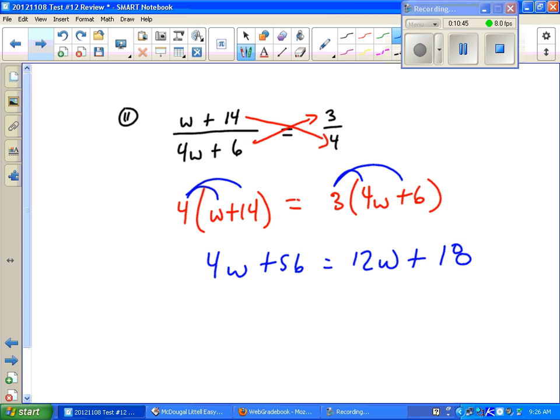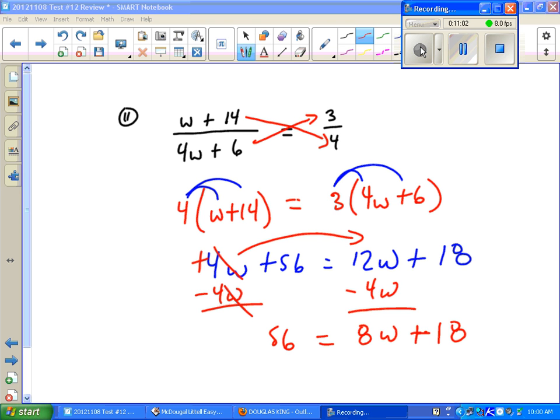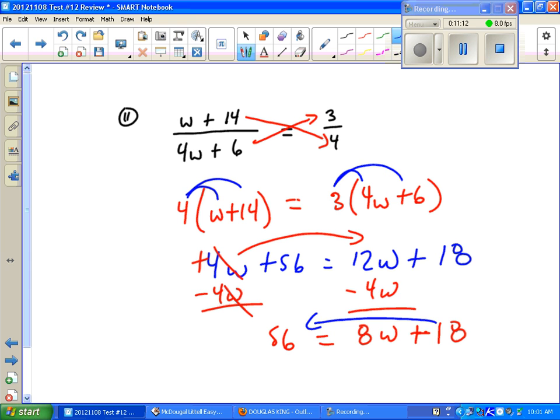Move all of your w's over to the same side. The smaller one to the larger one is positive 4w. Subtract 4w. You do it on the left, subtract 4w on the right. These will cancel, leave you at 56. 12w minus 4w is 8w. Okay, so you have 56 equals 8w plus 18. You want to move everything that's not w to the other side, so move this plus 18 over. Undo that by subtracting 18. If you subtract 18 on the right, you need to subtract 18 on the left.